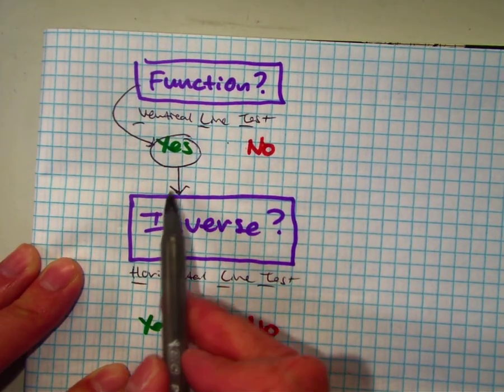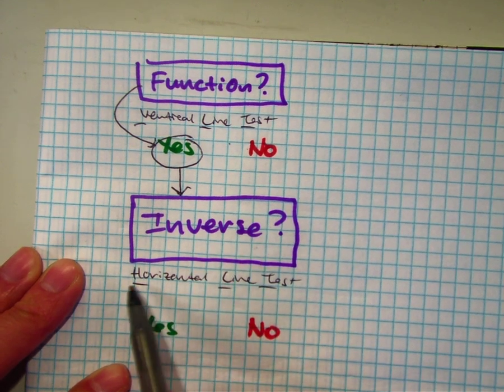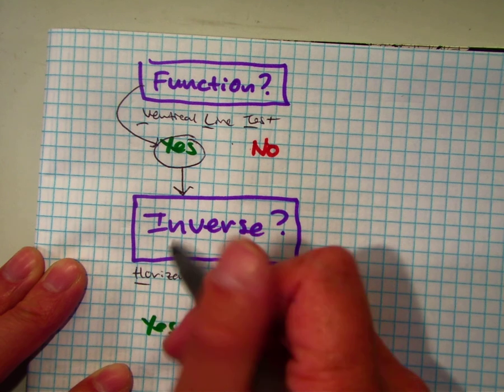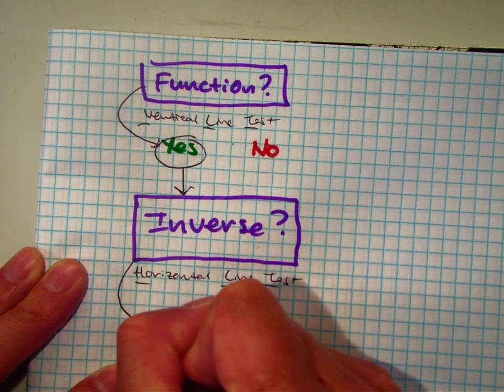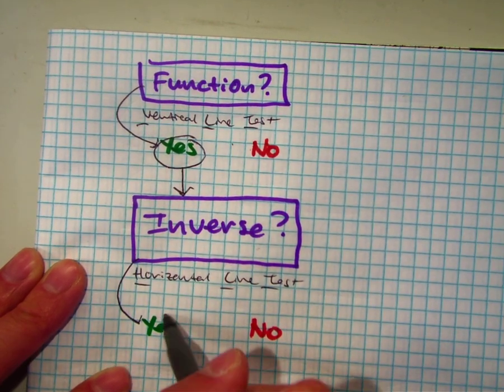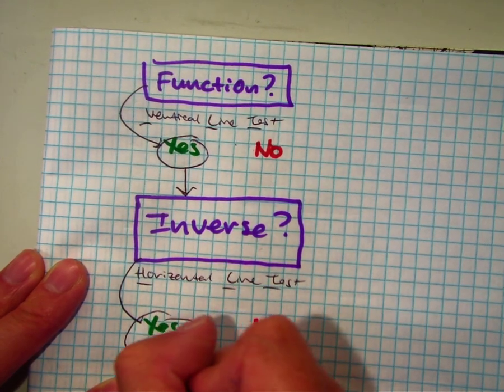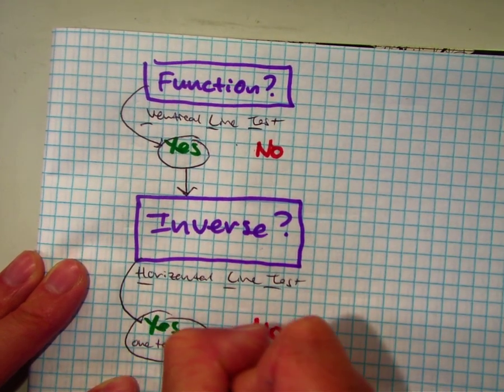Well, the test, if I can take the inverse of that function, we use the horizontal line test, HLT. If it passes the horizontal line test, then you can take the inverse. When you take the inverse, it basically means it's 1 to 1.